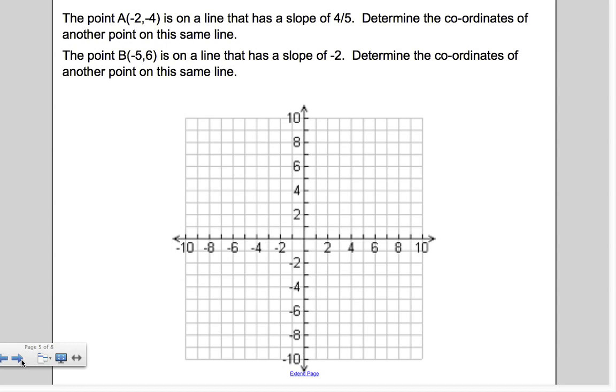The point A, -2, -4, is on the line that has a slope of 4/5. Wait, there's no numbers on it. Yeah, you put your own numbers. I know. Oh, it's a challenge, making me do the work too.